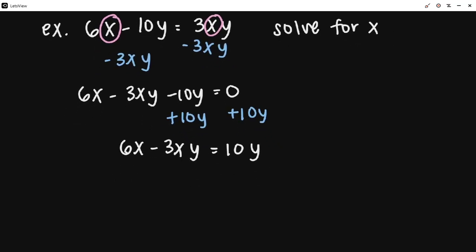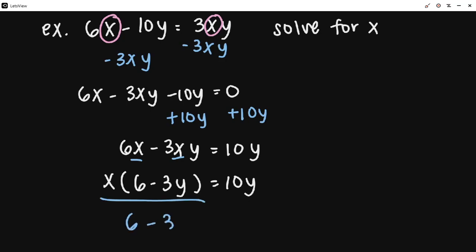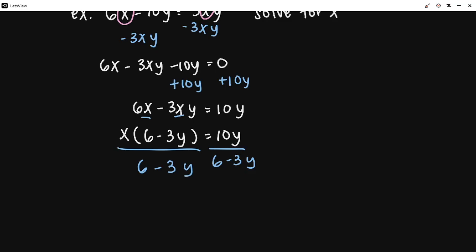And then now we have two x's. So there's an x here and an x here. So for that to become one x, we're going to factor out the x. And you'll always factor out what you're solving for if you need to factor. So this would be 6, since x times 6 equals 6x, minus 3 times y equals 10y. And then to get x by itself, we have to divide by 6 minus 3y. So then we get x equals 10y over 6 minus 3y. And then that's it.